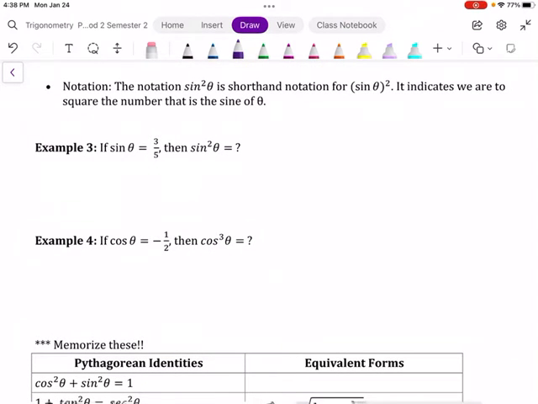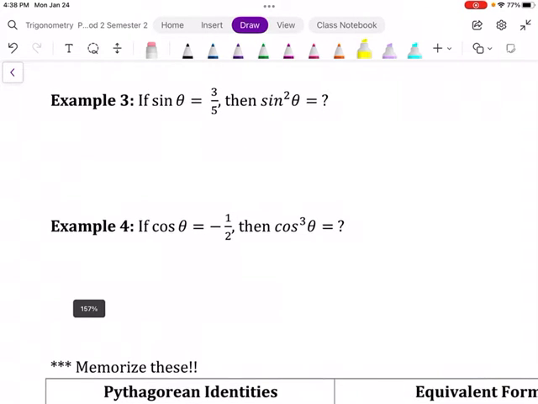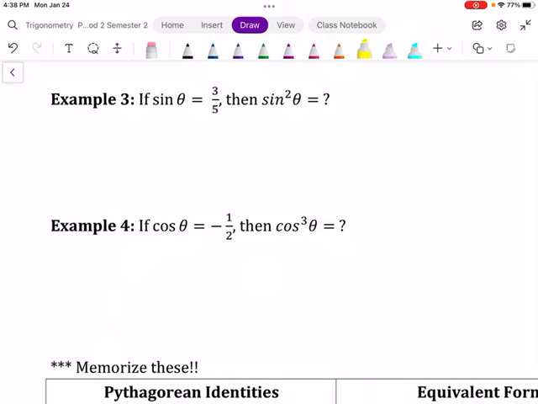The next part of the notes is we're going to be working with exponents on our trig functions. So if we have sine squared of theta, that's the same thing as saying sine theta squared. And this indicates that we are to square the number that sine of theta is equal to. And that works for all of our functions, so we can do this for tangent, cotangent, cosine, and so forth.